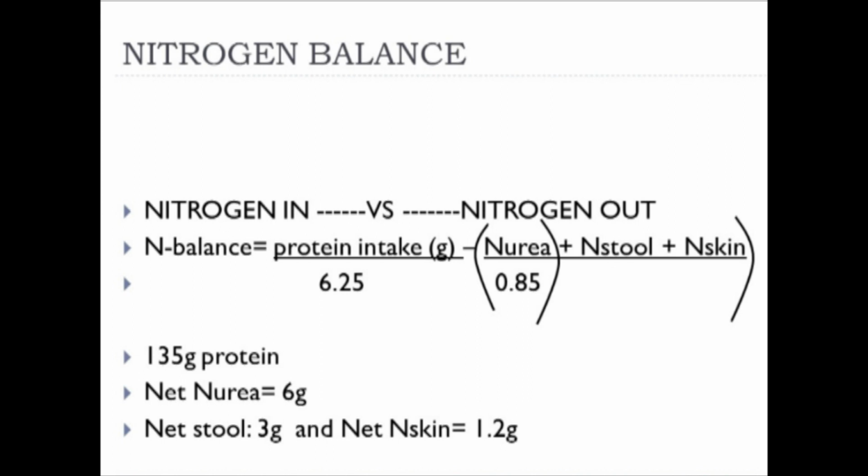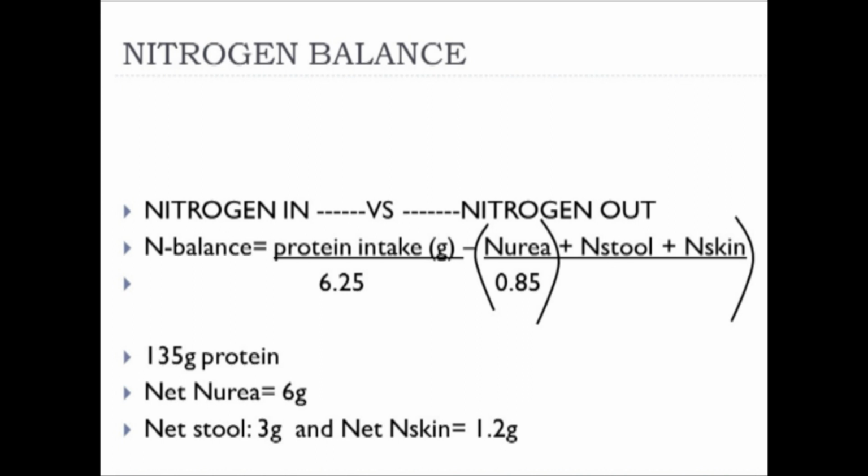So understanding nitrogen balance fundamentally begins with the understanding of nitrogen in versus nitrogen out. Nitrogen in is what is brought in exogenously from external sources, and the nitrogen out is what is excreted from the body. So when we look at the calculation, nitrogen balance, or N balance, is equal to protein intake in grams divided by 6.25, minus the larger parentheses: urea nitrogen plus nitrogen in the stool plus nitrogen in the skin, divided by 0.85.